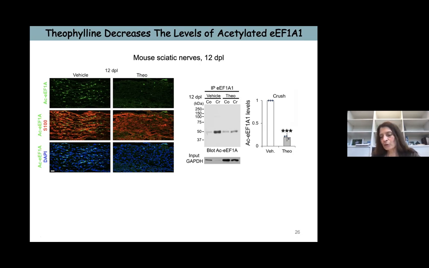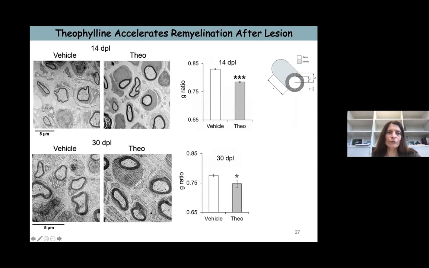So what about the morphology, the myelin sheaths? So what we could find also at 4 days post-lesion, we can see already, so those are cross-sections of sciatic nerve. And these are electron microscopy pictures.